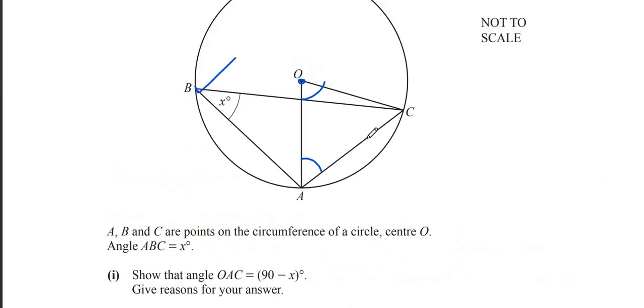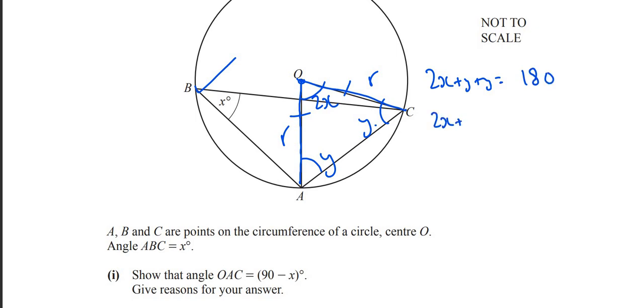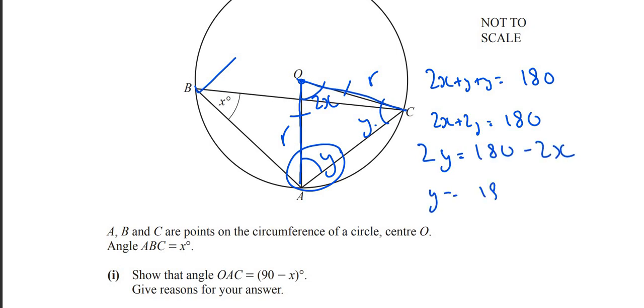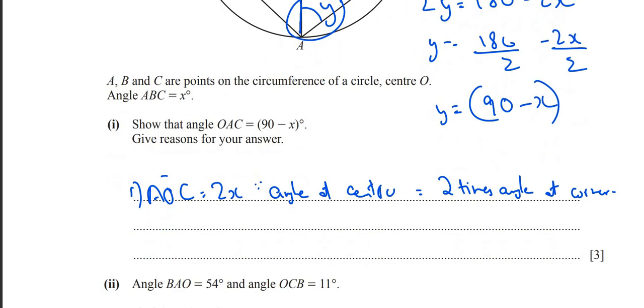Secondly, if you look, this is the radius and this is also the radius. It means both these lines are the same. So this angle is 2x, this is y, and this is also y, which means 2x plus 2y is equal to 180 degrees. We are finding the value of y. 2y is equal to 180 minus 2x. y is equal to 180 divided by 2, minus 2x divided by 2. So y is equal to 90 minus x. Hence, we have shown it.